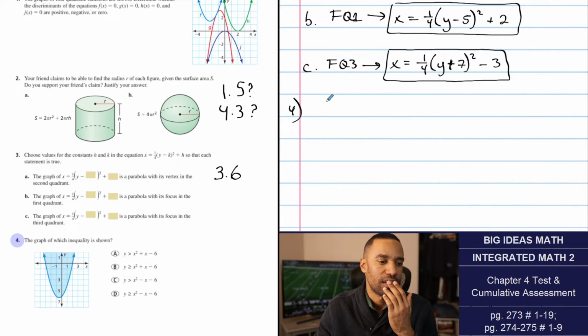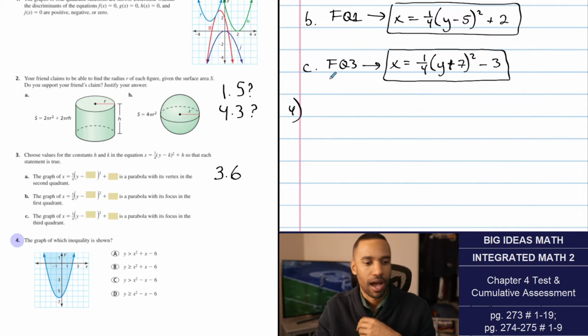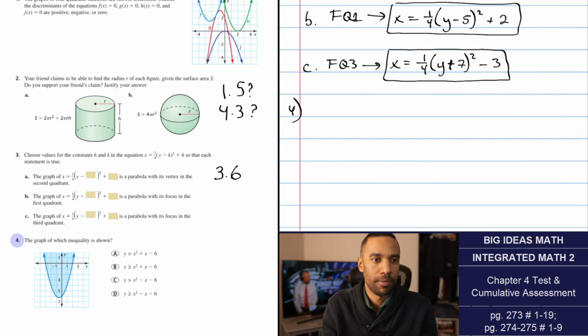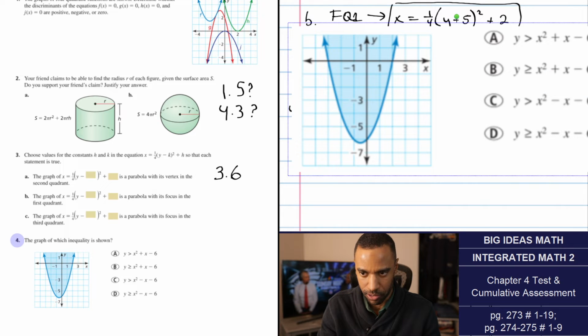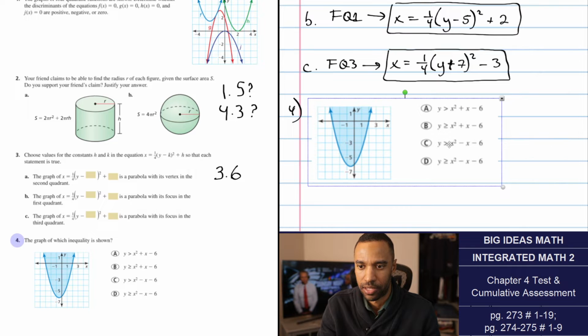Number 4. The graph of which inequality is shown? Well, it's a greater than or equal to. All these show -6 here. I could tell you, well, it's based on intercepts. So let me just copy this stuff over so I can write less. What I'm going to do is really talk about the intercepts. Well, let's also rule some things out.